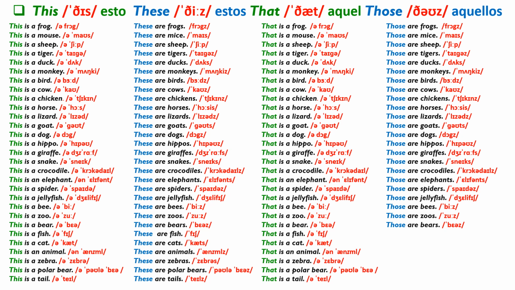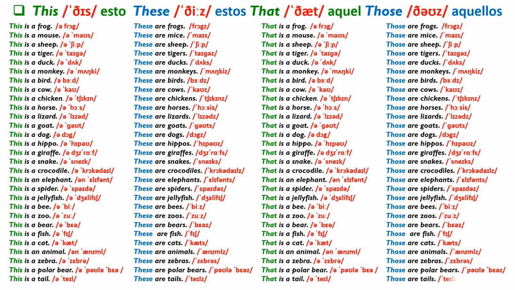Those are bees. Those are zoos. Those are bears. Those are fish. Those are cats. Those are animals. Those are zebras. Those are polar bears. Those are tails.